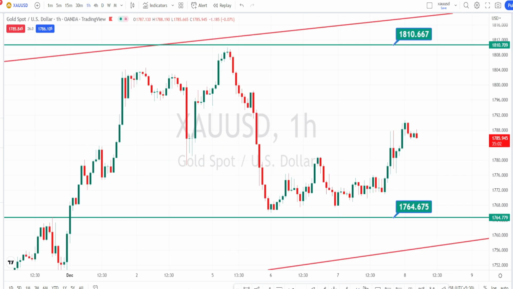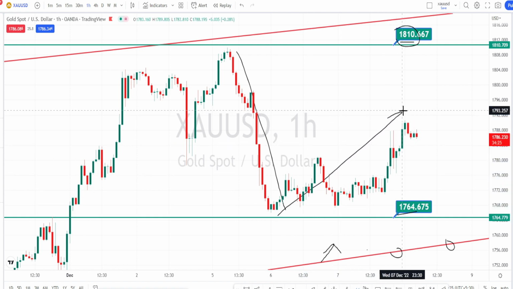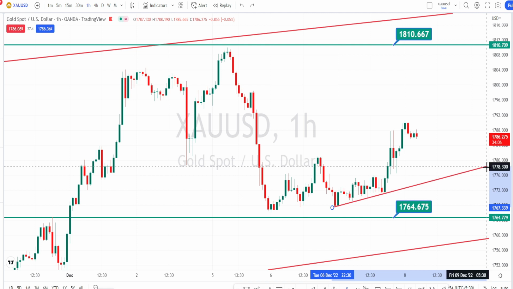I'm in hourly time frame, and we know from the daily time frame that the current trend of the price action is in a bullish trend as long as the price action is trading above this trend line or the support line. And we have noticed the price action bounce back from the resistance level of 1810, and after taking support around the support level of 1764 or 65, we are noticing the price action bounce back on the bullish side retracement. Again, I am going to draw a trend line or a support line to understand the current trend of the price action in hourly time frame.